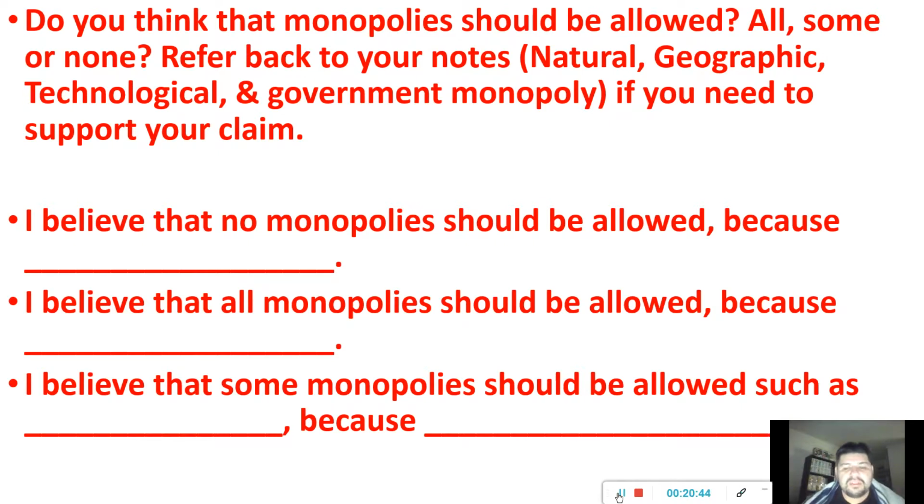I believe some should be allowed, such as, and name them. Which ones do you think? And then why those two? Why do you think those two should be allowed and not the other ones? Okay. Don't forget, this is where a lot of your points come from. So be sure you answer this completely and in correct sentence form.